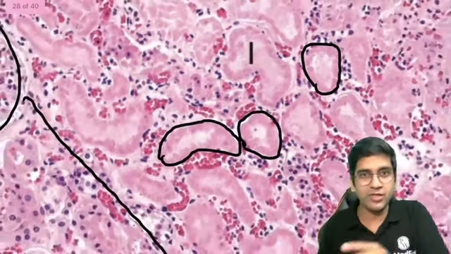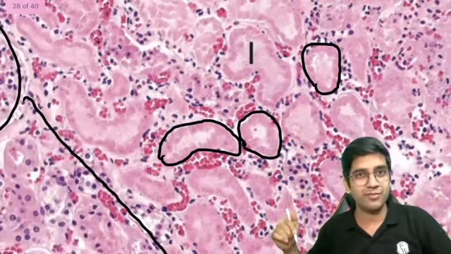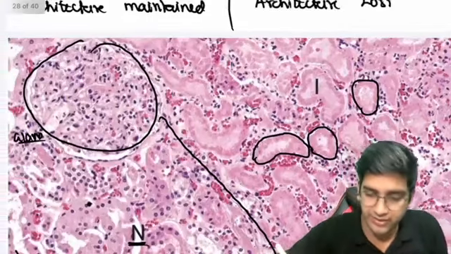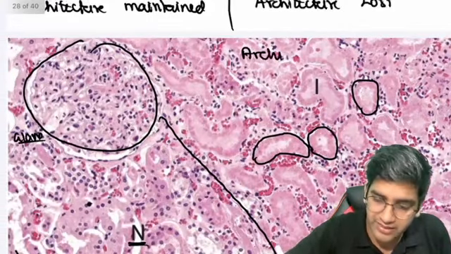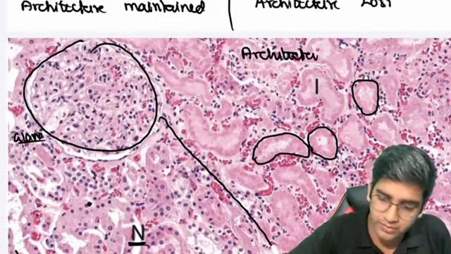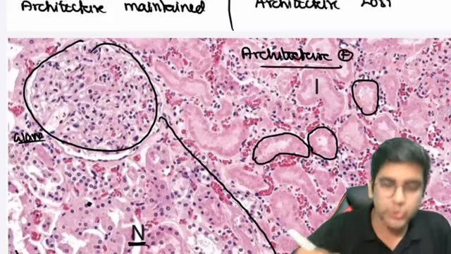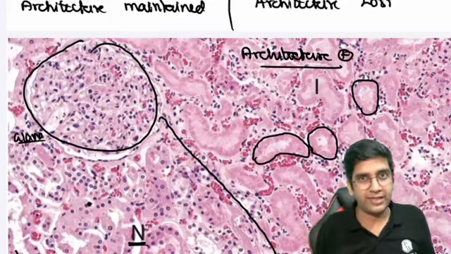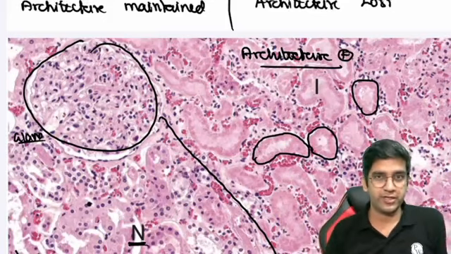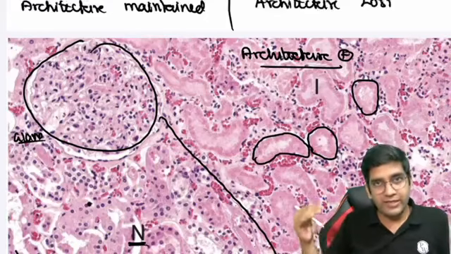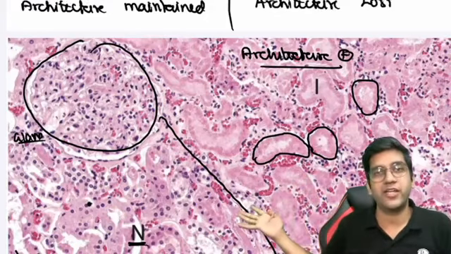I'll zoom out a little bit. Can you see the tubule? They're dead, but still the architecture is maintained. Even if it is dead, the architecture is there. That's what I call architecture being maintained, and that is coagulative necrosis, right? When the architecture is maintained, even if it's dead, I can say it's a kidney.